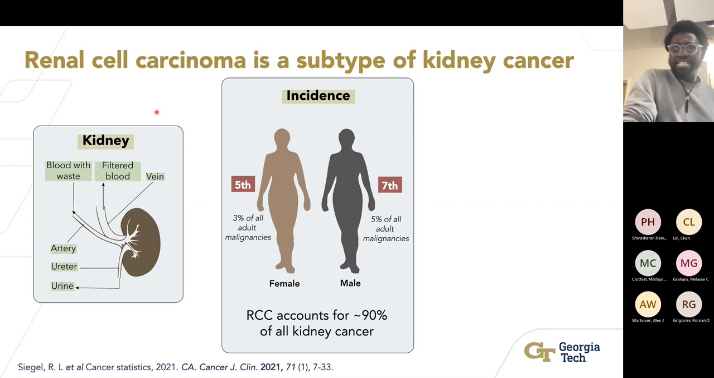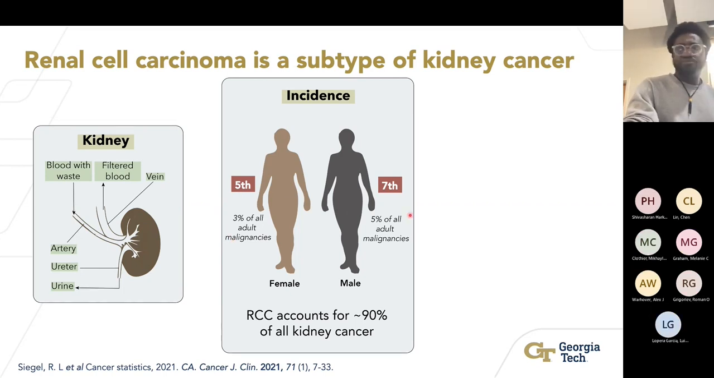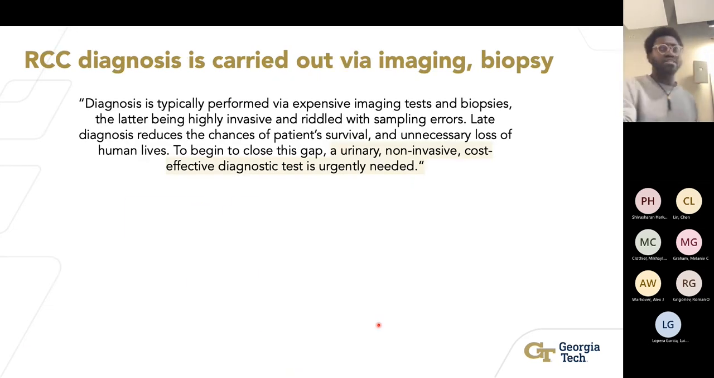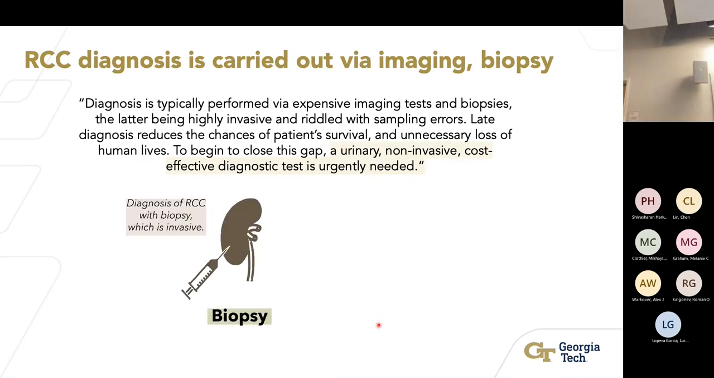And these are the incidences of kidney cancer. It's the 5th most prevalent type of cancer in females. It represents 3% of all adult malignancies. In males, it's the 7th most prevalent. It represents 5% of all adult malignancies. And of course, like I said, RCC represents most of these kidney cancer cases. And the sad news is that thousands of people are dying of this disease, like so many other cancers. So how do you diagnose this? Well, the diagnosis essentially involves imaging tests, biopsies and things like that.